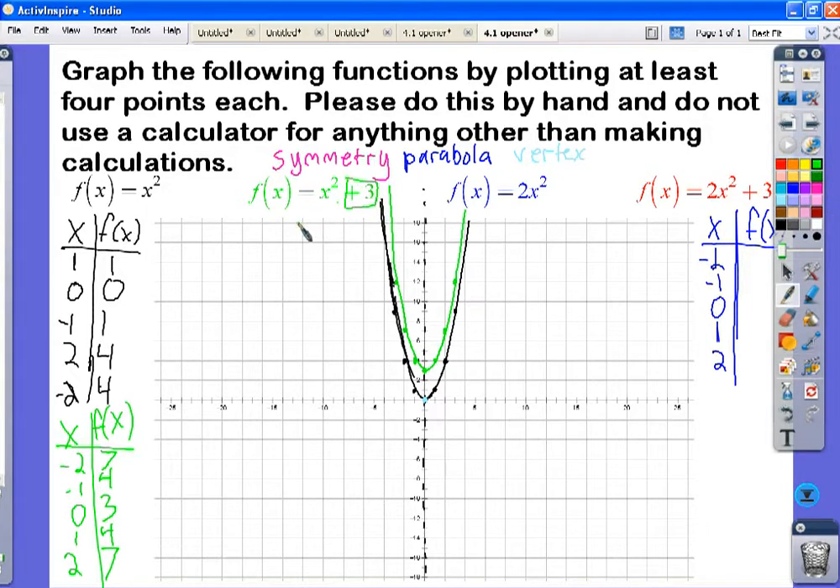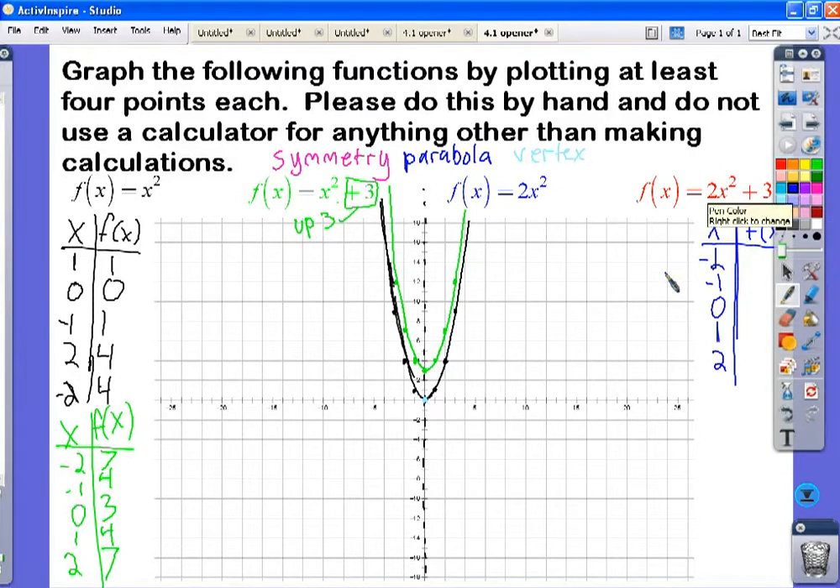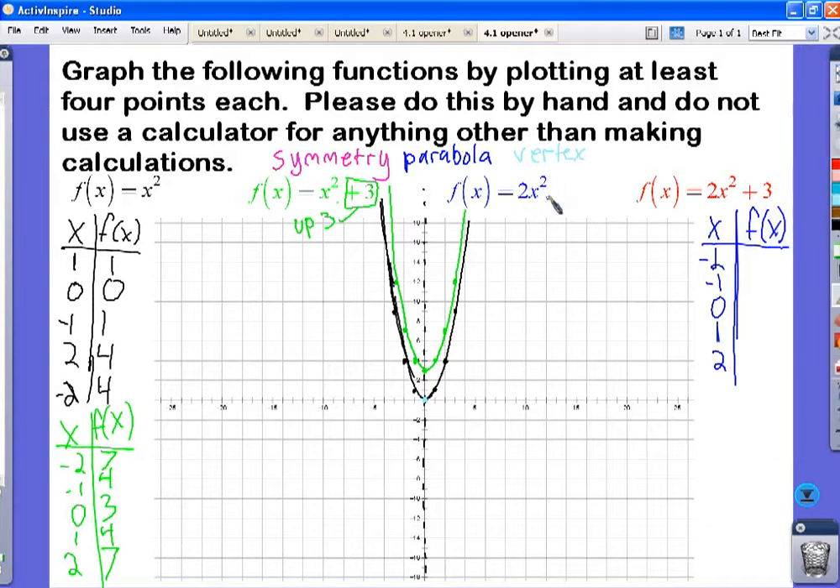I meant to write this down over here. This plus 3. Move it up 3. I'm going to double them. It's going to be twice as big. Twice as big? Yes. Skinnier. Yeah, good. These are all good descriptions.